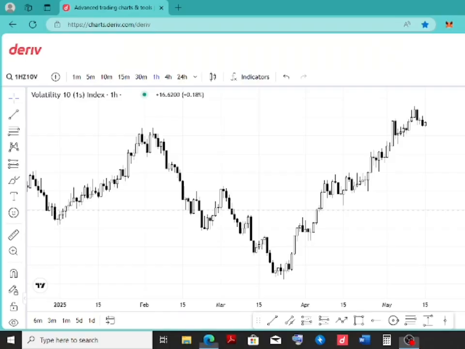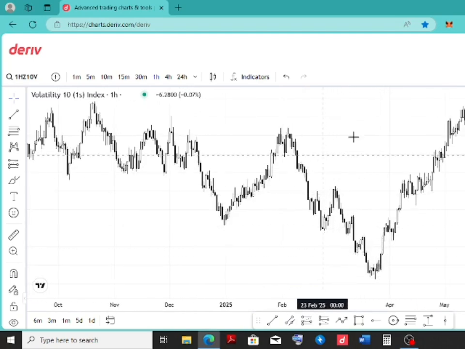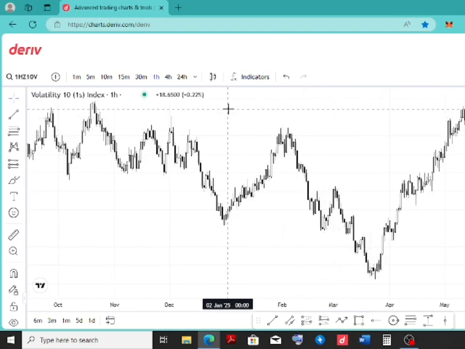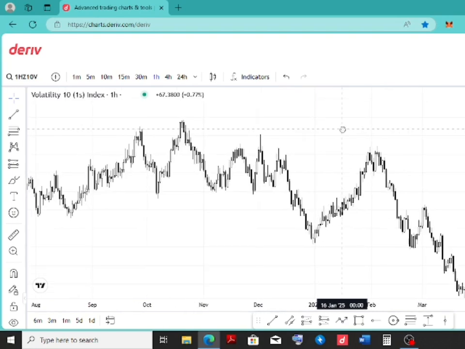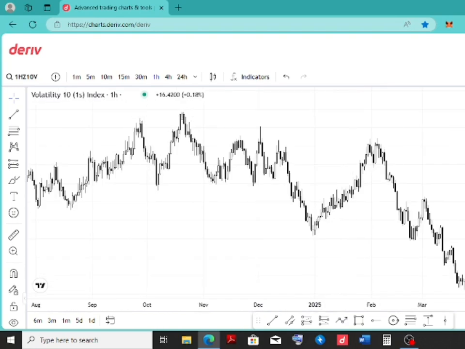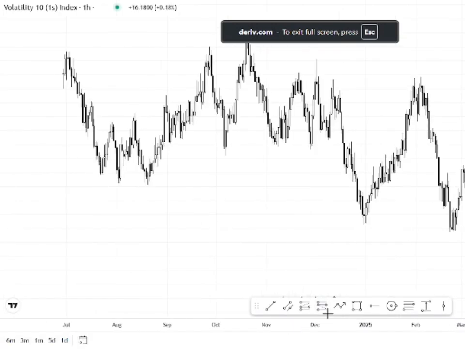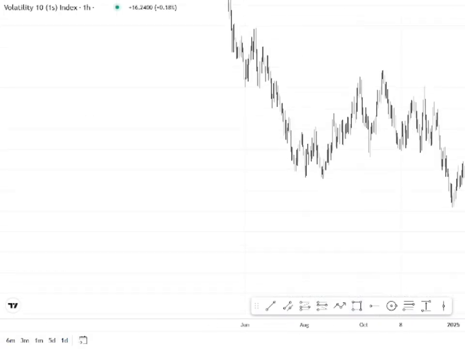All right, I'm going to be running a very quick trade breakdown on Volatility 10 Index. So it's basically going to be how I go about carrying out my top-down analysis on each pair I'm trading.